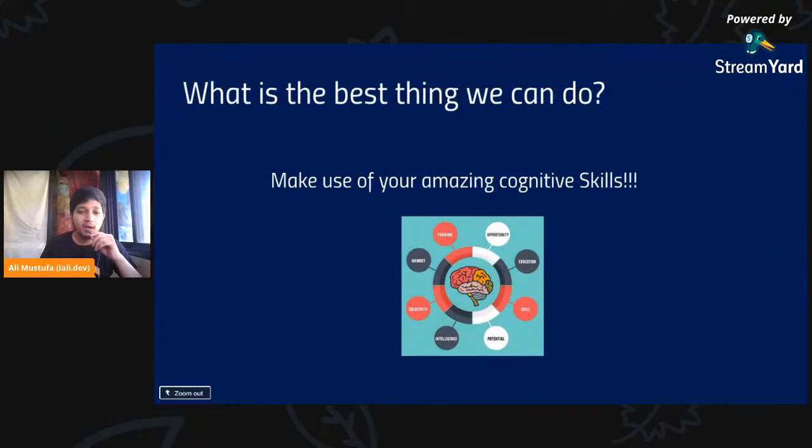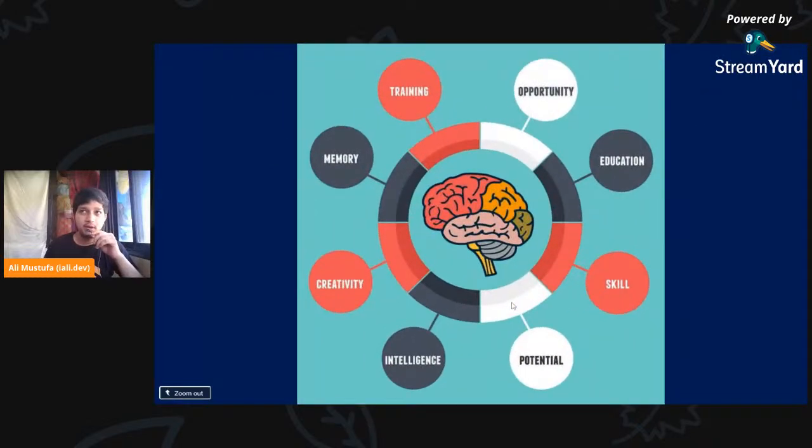So how is machine learning going to work? If I talk about what an ideal machine learning or AI system would look like, it is like this: it has memory, and it has a skill set or intelligence. This is how a human brain looks: educated, has opportunity, has a skill set, has potential, has some amount of creativity, and has some amount of memory. And AI systems could try to replicate a few of these.